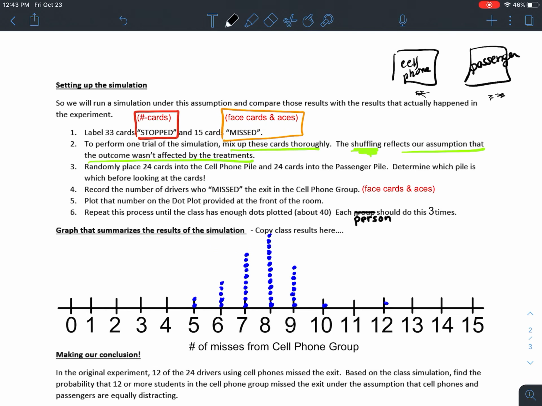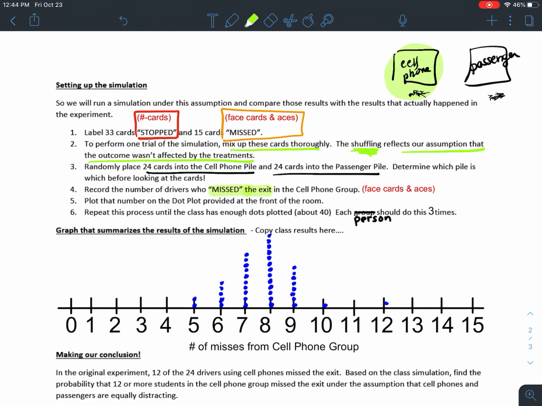You're going to go back and forth, putting cards in a stack, between the two groups. We've already shuffled, so they've been randomly assigned. You're going to have 24 cards in the cell phone pile, and then 24 cards are going to go in the passenger pile. What we are interested in is this cell phone pile: how many of those 15 easily distracted drivers got placed by random chance in that cell phone group.